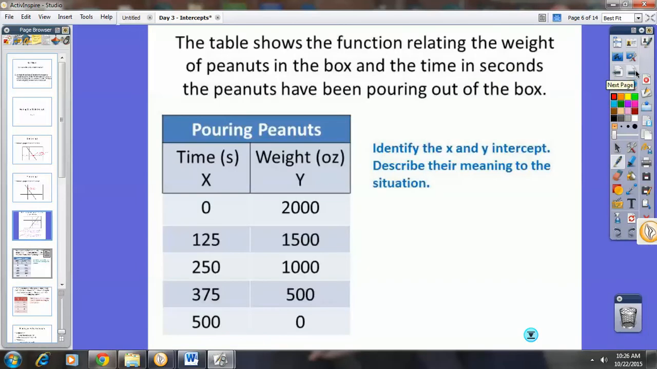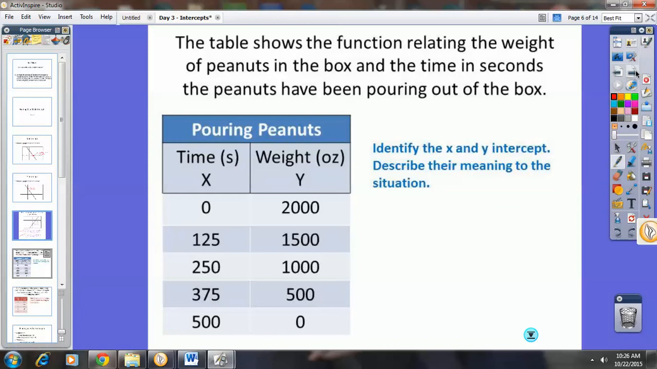Could you find the intercepts in this table? Let's first understand what's happening. It says the table shows the function relating the weight of peanuts in a box and the time in seconds the peanuts have been pouring out of the box. So I want you to picture what's happening. You've got a big box of peanuts, maybe those little styrofoam packing peanuts. At the very beginning, before any peanuts have left the box, it weighs 2,000 ounces. The clock starts, time is passing. What's happening to the weight of the box? It's going down. The box is emptying.